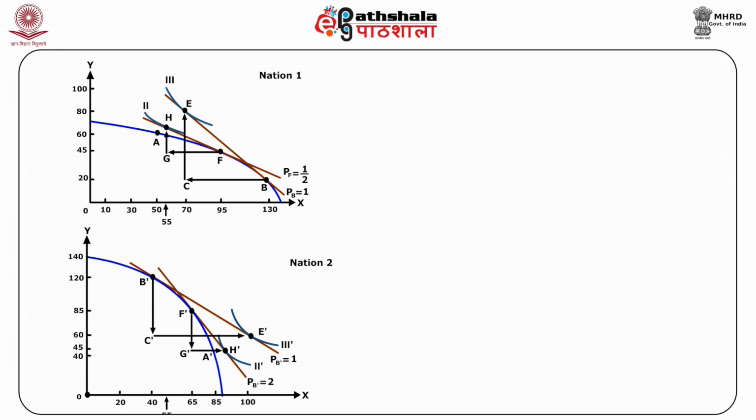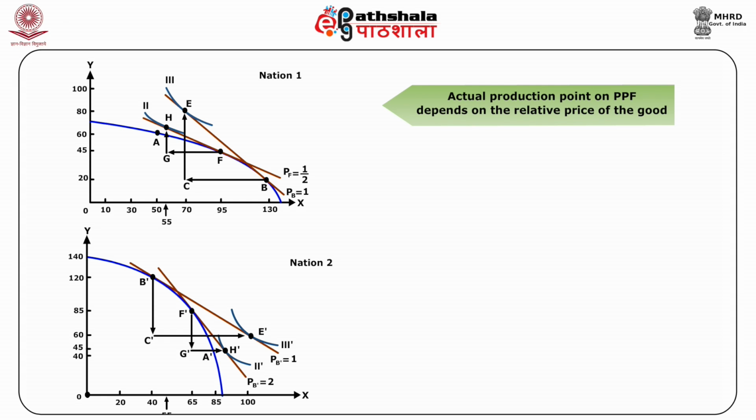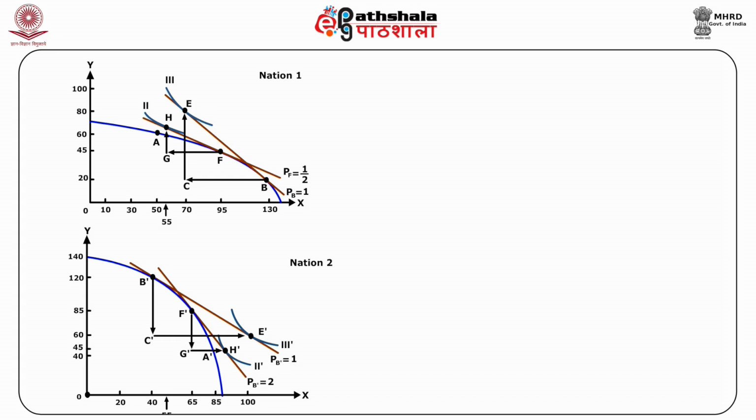In these two diagrams, the PPF of two countries are drawn. PPF is concave to origin, representing increasing opportunity cost. The actual production point on PPF depends on the relative price of the good, and the economy produces that combination of output which maximizes the value of production. The market value of the output is given by the ISO value line, which is the line along which output remains the same. The slope of the line is the relative price. The production point is determined by the tangency of ISO value line on the PPF curve.